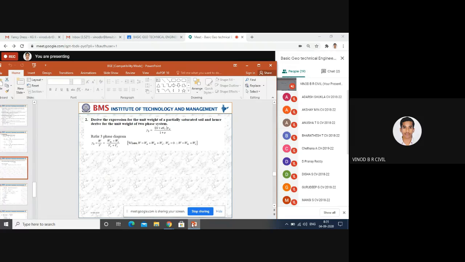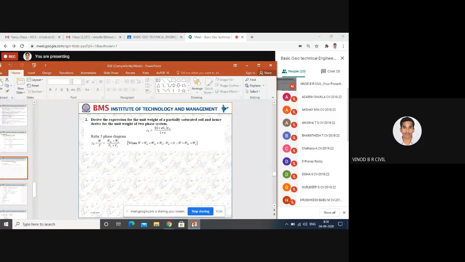In today's class, one more derivation, or mathematical relationship: derive the expression for unit weight of partially saturated soil, and hence derive the unit weight of a two-phase system. In examination you can expect this, the derivation, for 5 to 6 marks.